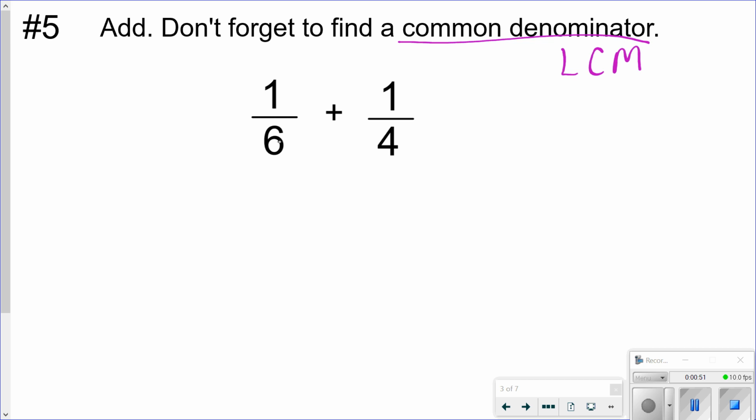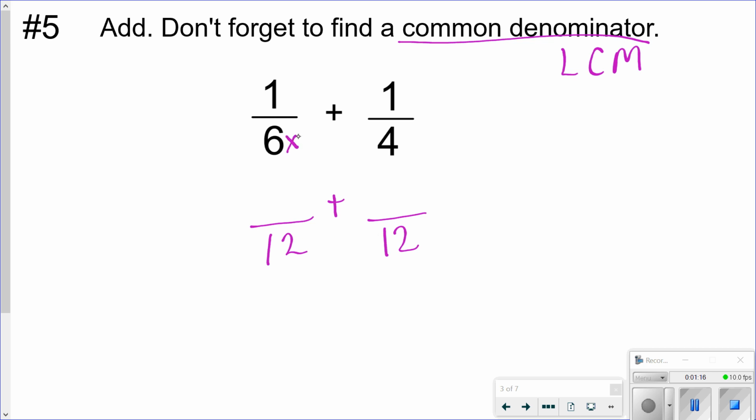I like to start with the biggest denominator and multiply kind of in my head. 6 times 2 is 12. And ask yourself, can 4 multiply to get 12? And that answer is yes. So our common multiple is going to be 12. I like to write the blank fractions underneath it and then go figure out our new numerators.